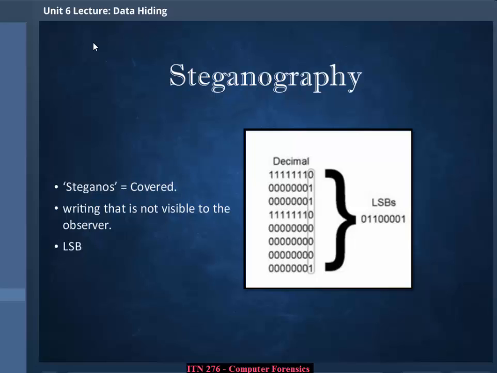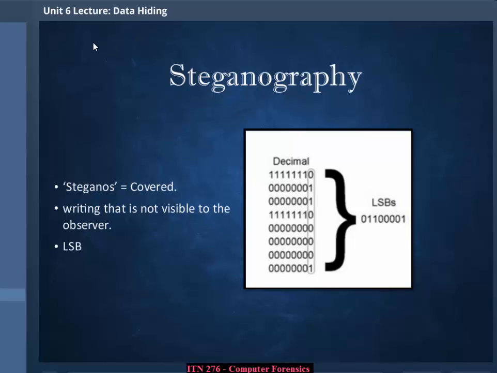Anybody who is intercepting the email will see an email with a picture, and only you will know that there is a hidden file there that you can extract out of this picture and see the content of the hidden message. There are multiple ways to create steganography. The most used one is by changing the least significant bit inside every byte.